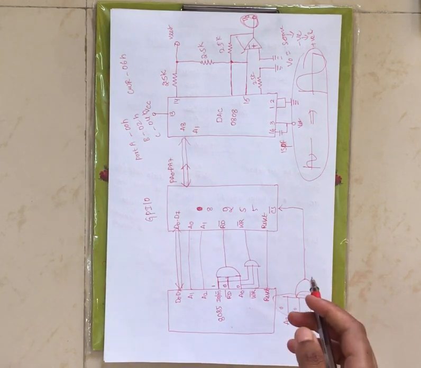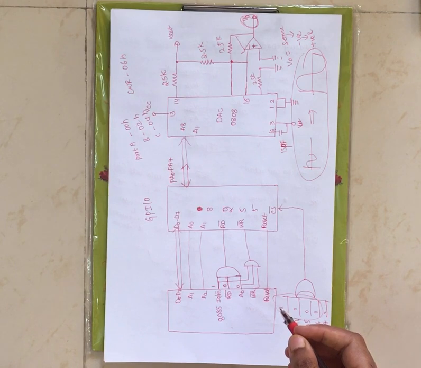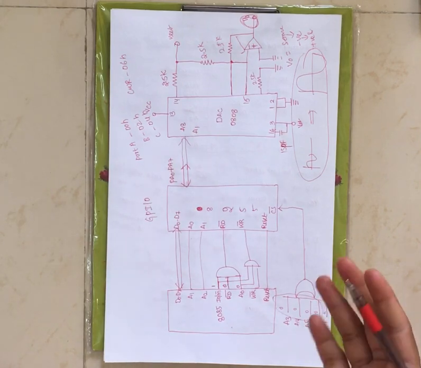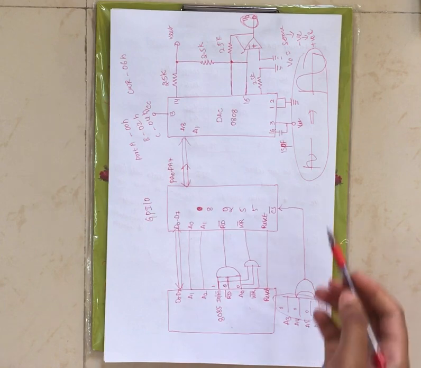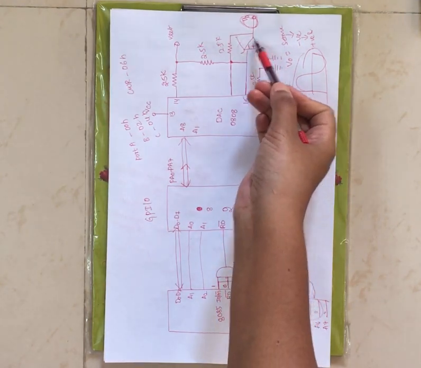You may get output voltage as negative also, right? Now in order to convert negative voltage to positive voltage and to amplify the signal, nothing but increasing the strength of the signal, we are using an op amp here, right?